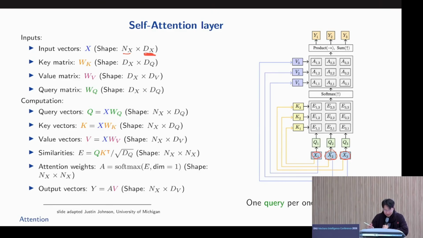And the key, from X, we introduce three parameters here: key matrix, value matrix, and query matrix. Notice the key and query have the same dimensions. So these are input. And given the input, we're going to compute the three activations: query vector, key vector, and value vector.